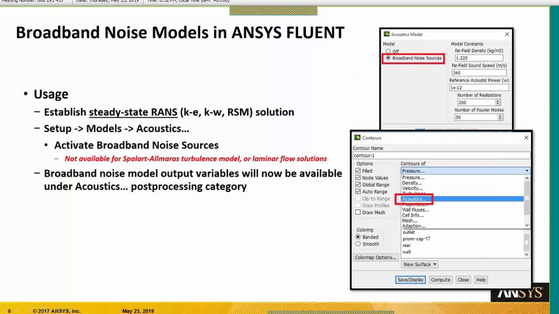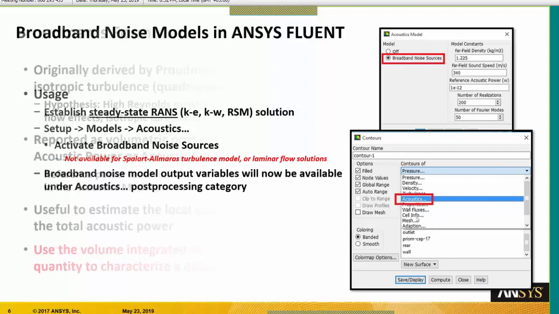And when you choose these broadband noise sources, you don't have any more choices. That is, when you select this option, you will have access to all the post-treatments that are available for the broadband noise modeling. So we'll have access to everything I will cover in this presentation. The post-treatment quantities will be available under the acoustics category. For example, inside these contours, you will see the acoustics, and if you select this one, you will have access to all the quantities we are going to talk about.